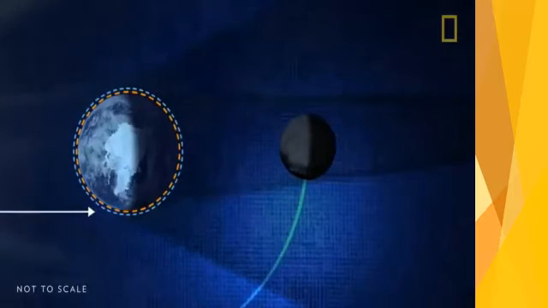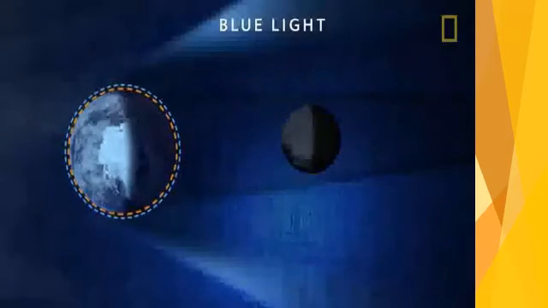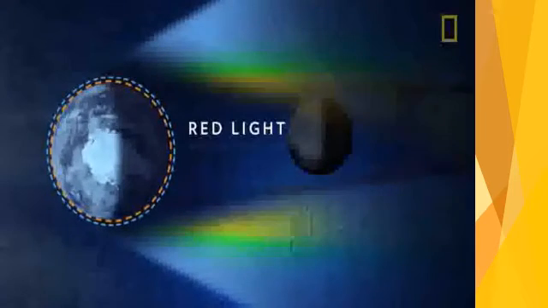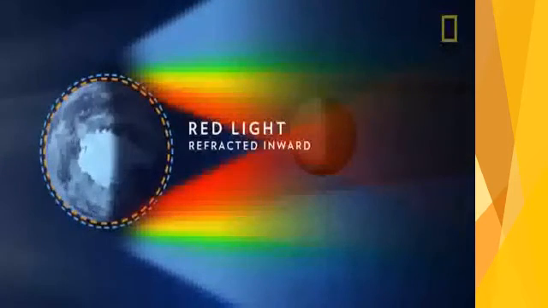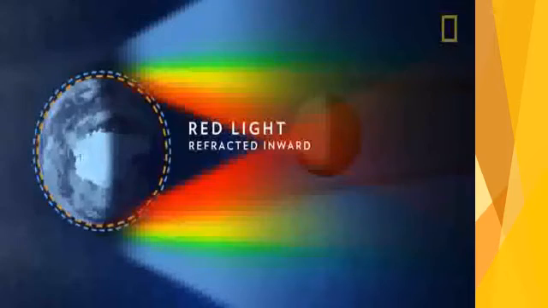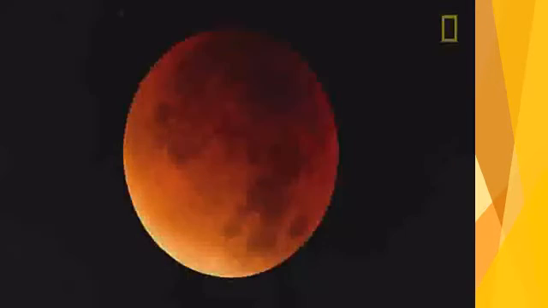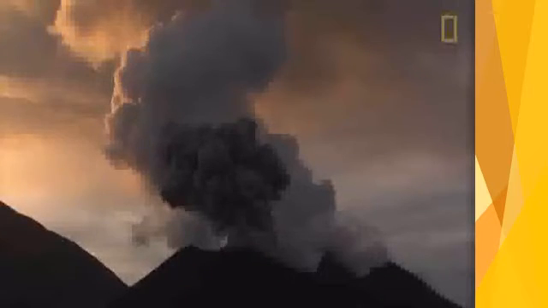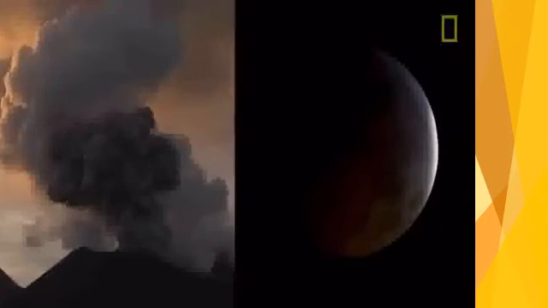While shorter blue wavelengths of light are scattered outward by the Earth's atmosphere, longer red wavelengths are refracted, or bent, inward toward the moon, making it appear red. The brightness of the moon's red glow depends upon how much dust and clouds are in the Earth's atmosphere. Following volcanic activity, ash can block out enough light to render the moon a darker red or even near black.